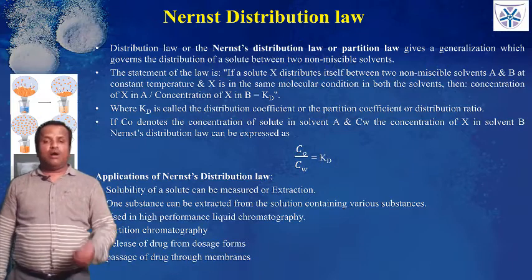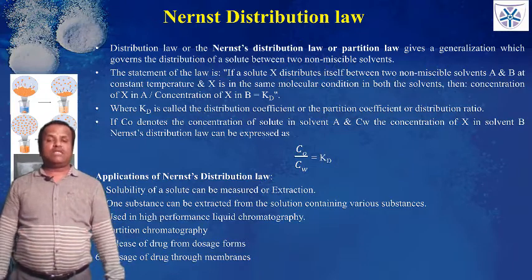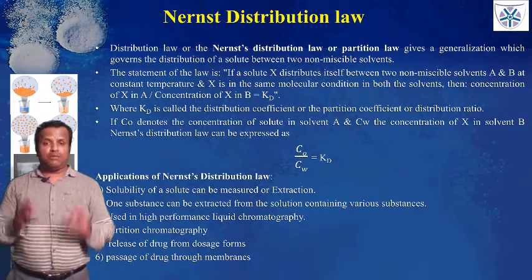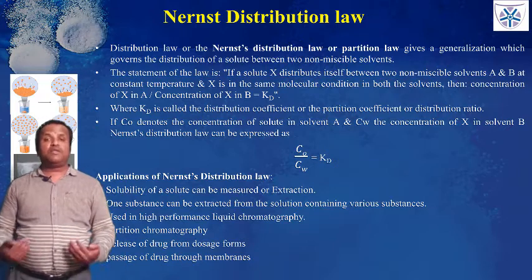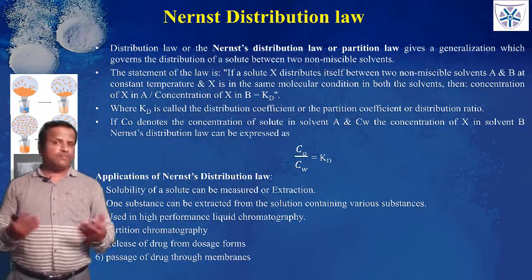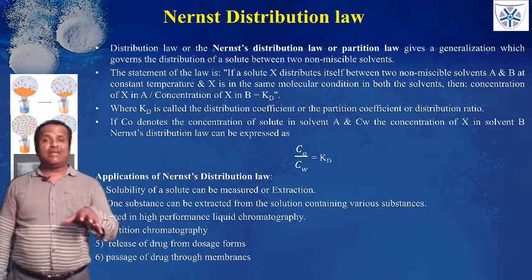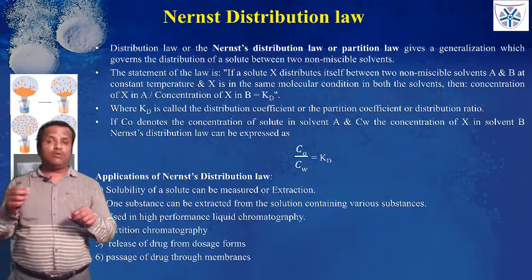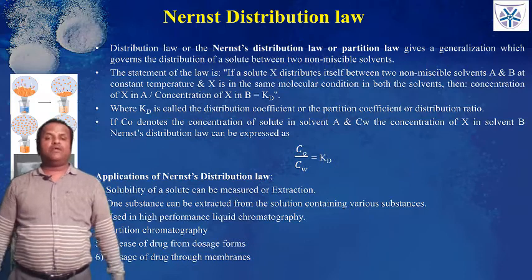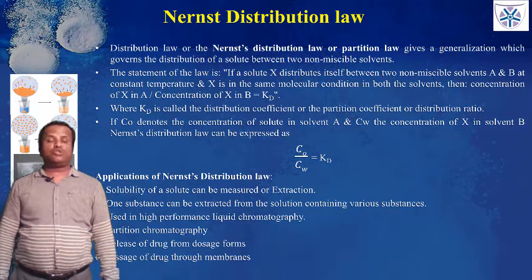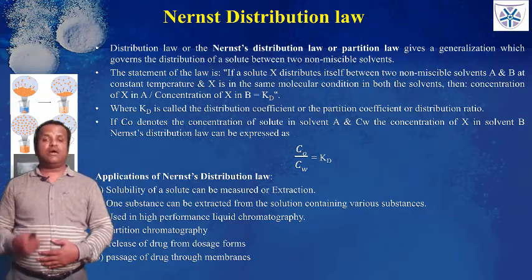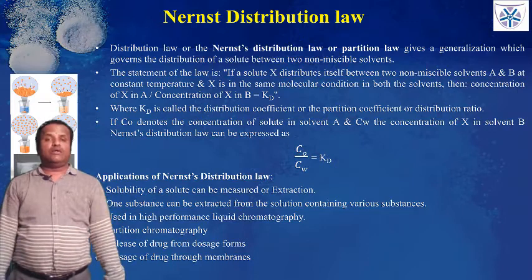The third one is its use in high performance liquid chromatography. We use the same principle, the Nernst distribution law, in HPLC to separate compounds. Another is that it is useful in partition chromatography, and we use it for the release of drug from a dosage form, because various compounds exist in the dosage. We can separate out one particular compound using this distribution coefficient. The last one is the passage of drug through a membrane from one place to another, that means compounds are distributed through the membrane.